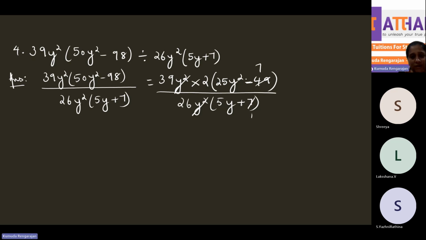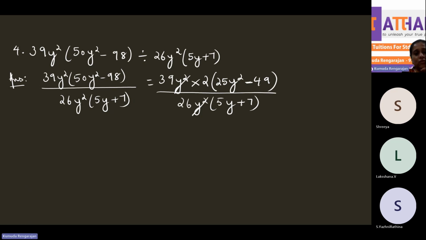So between two terms, if there is a plus or a minus sign, you cannot cancel them with anything else. Now 25y square and 49, between them there's a minus sign. So neither 25y square nor 49 can be simplified with any other term. You can cancel 25y square minus 49 as a whole, if at all there's the same expression in the denominator. But you cannot cancel 7 ones are 7, 7 sevens are like this. Okay.